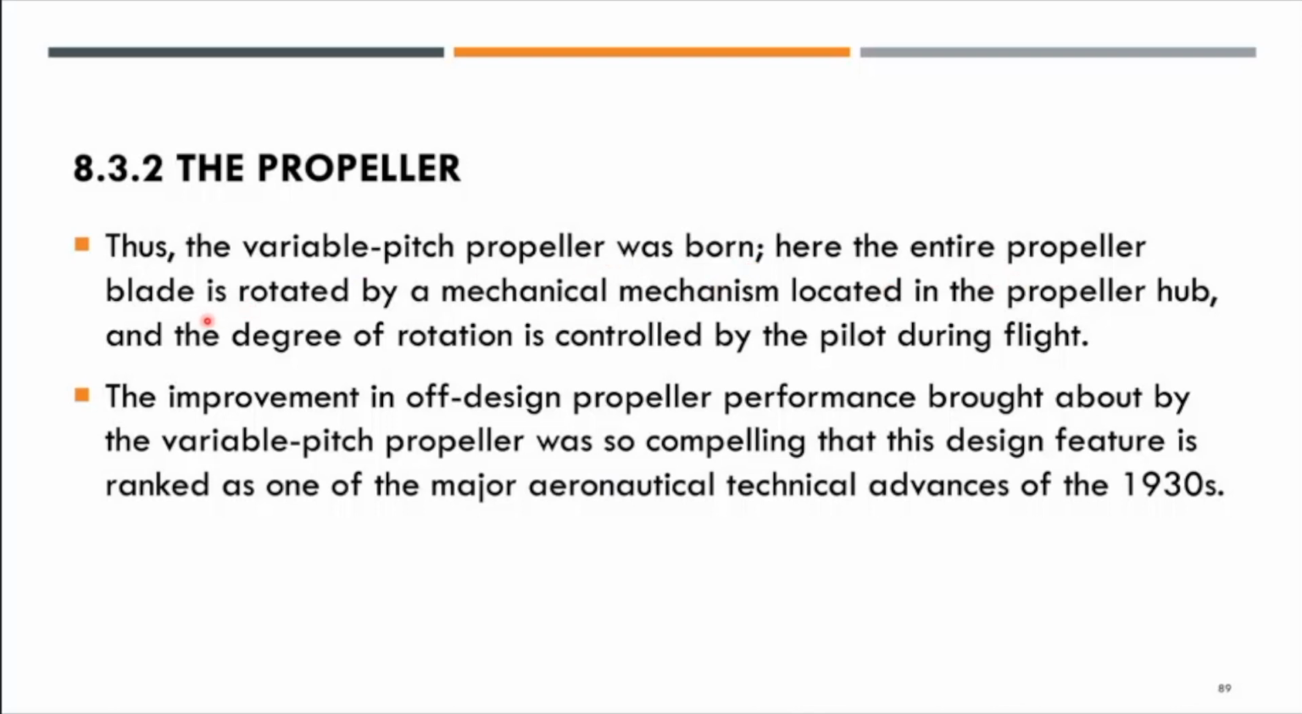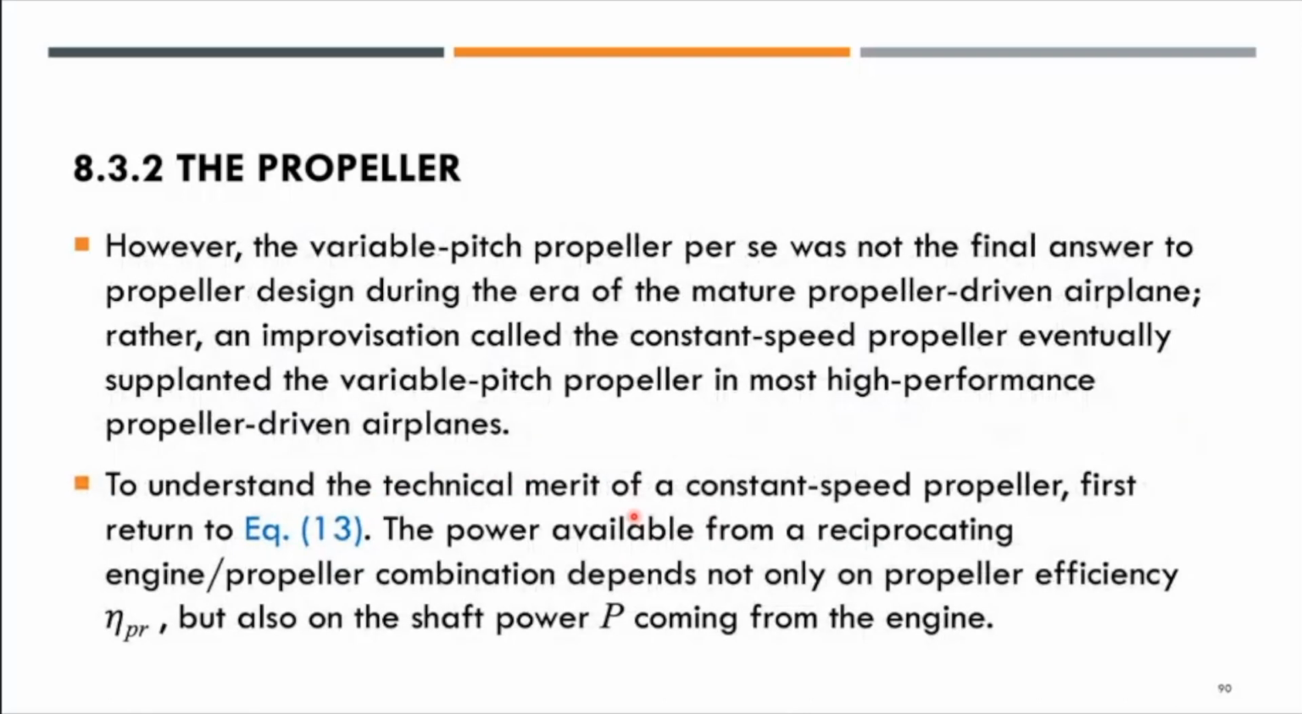The entire propeller blade is rotated by a mechanical mechanism located in the propeller hub, and the degree of rotation is controlled by the pilot during flight. The improvement of propeller performance brought about by the variable pitch propeller was so compelling that this design feature is ranked as one of the major aeronautical technical advances of the 1930s.